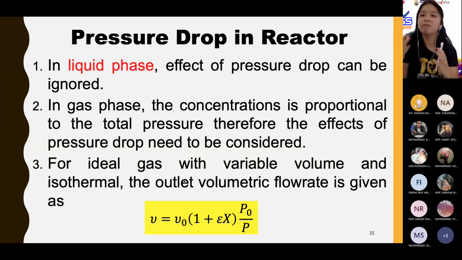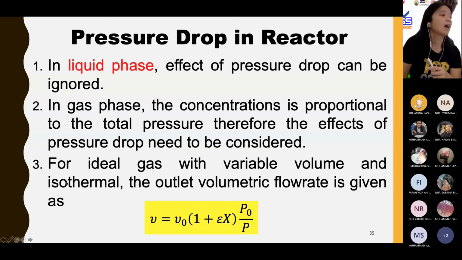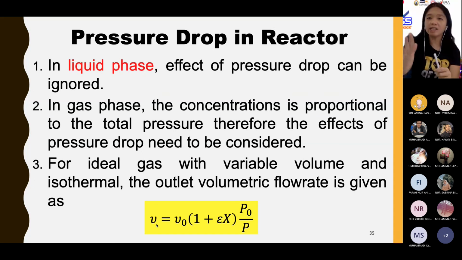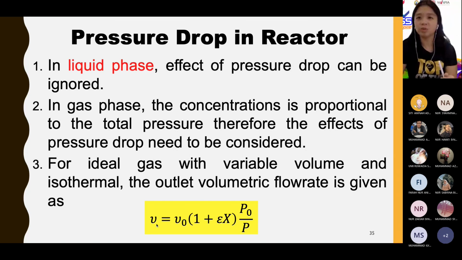Sebab tu kita dah pernah belajar equation ni. This equation says outlet volumetric flow rate equals inlet volumetric flow rate in bracket 1 plus epsilon x. So sebelum ni bila tak ada perubahan tekanan, kita stop kat sana kan. But if now there's a change of pressure, now you have to include P0 per P dalam equation tu to address if there are changes in pressure. Okay, so particularly pressure drop lah. Pressure drop tu maksudnya apa? Maknanya ada outlet pressure, your P is lower than your inlet pressure, P0.